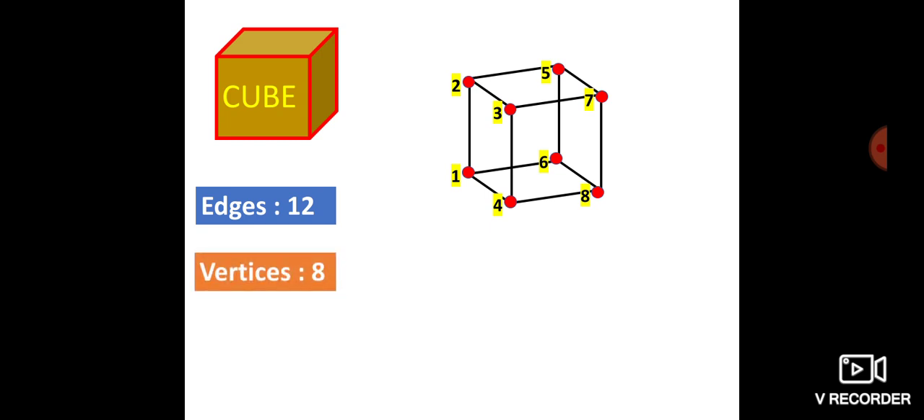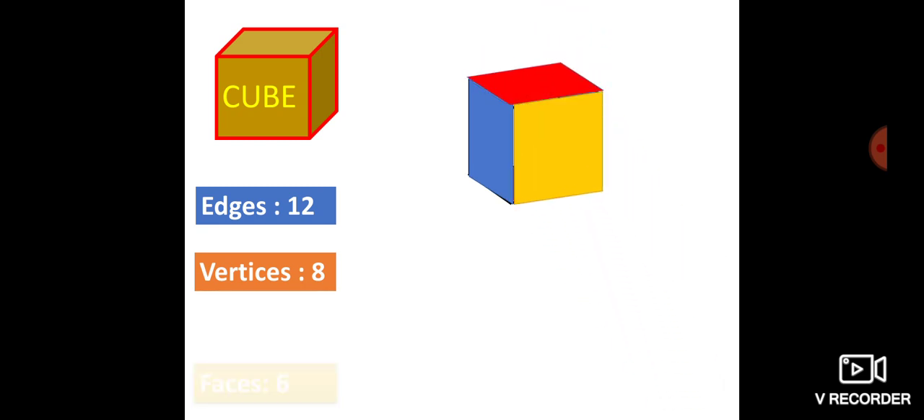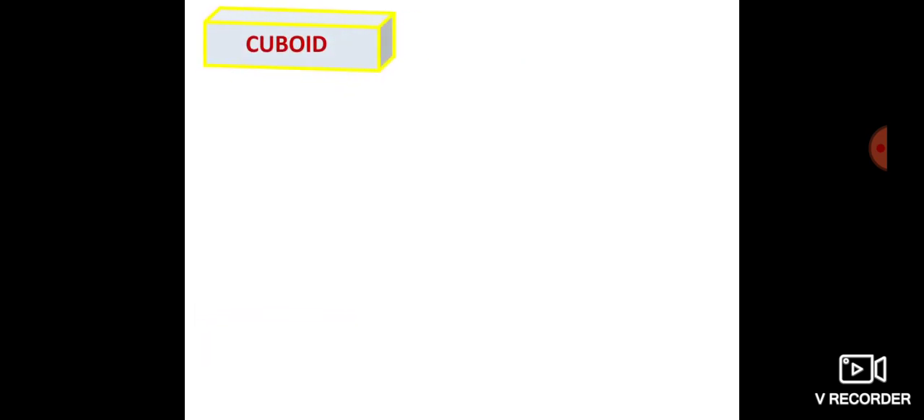And count faces. Listen to the screen very carefully. Count the number of faces. 1, 2, 3, 4, 5, 6. Total how many faces? 6 faces. So for a cube, edges 12, vertices 8 and faces 6. Next one is cuboid.